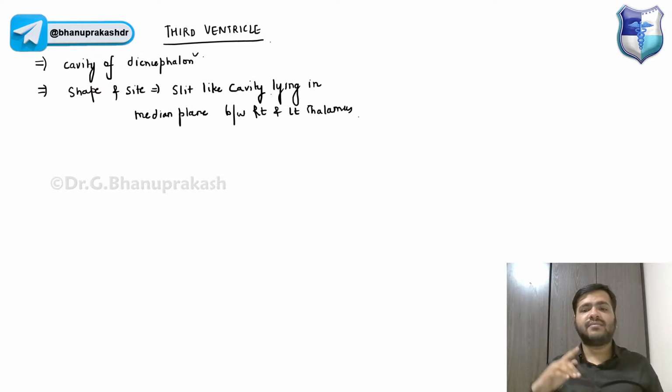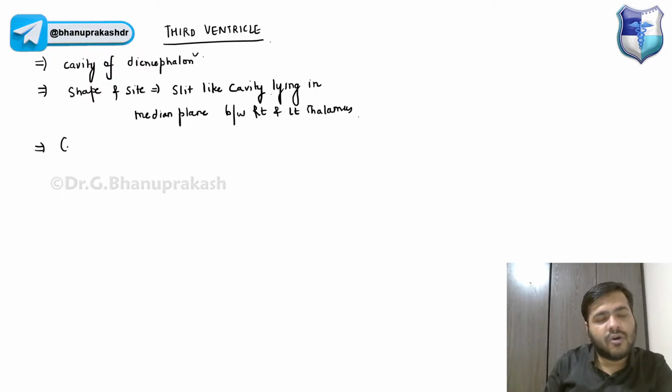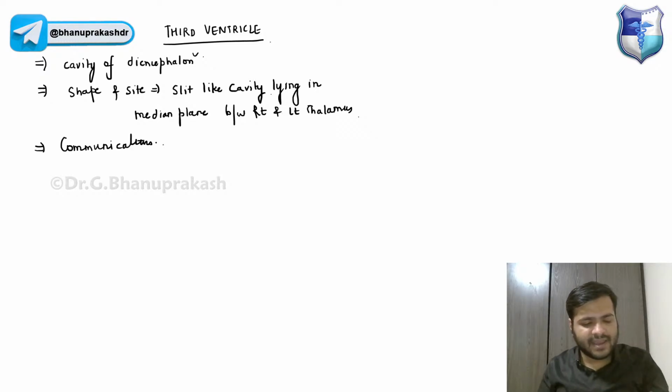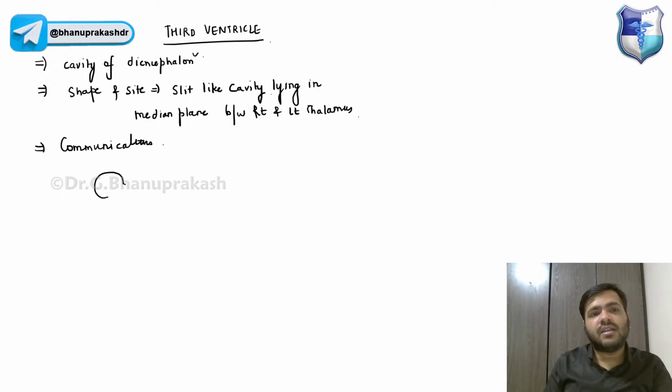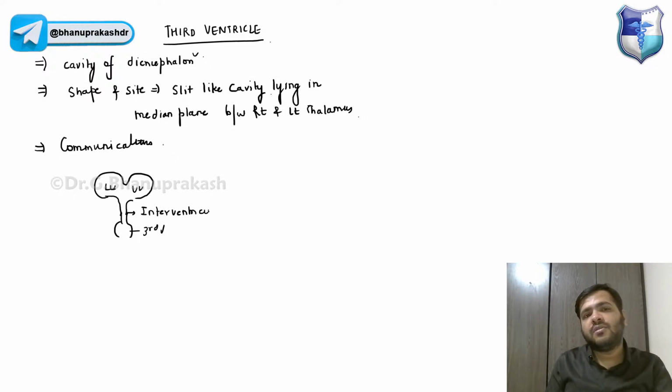Communications, guys, you already know this. Let us just try to write simply about the communications, right? On each side it communicates with the lateral ventricle. Let us suppose that this is the lateral ventricle, and it is communicating to the lateral ventricle, and this is nothing but the third ventricle. It is communicating above with the lateral ventricle through a foramen, and that is called the interventricular foramen.